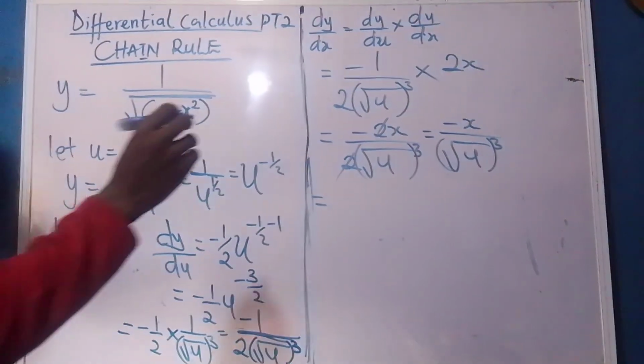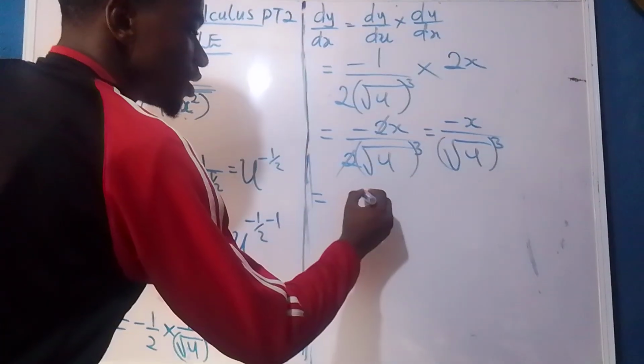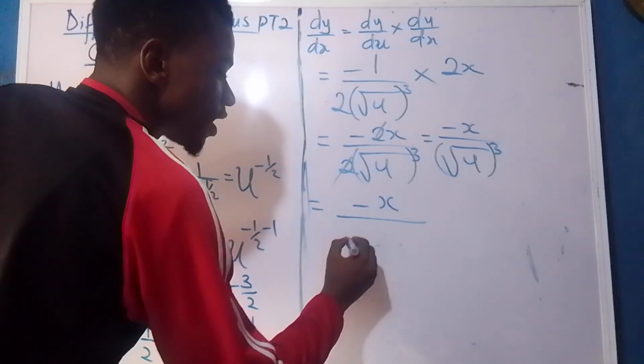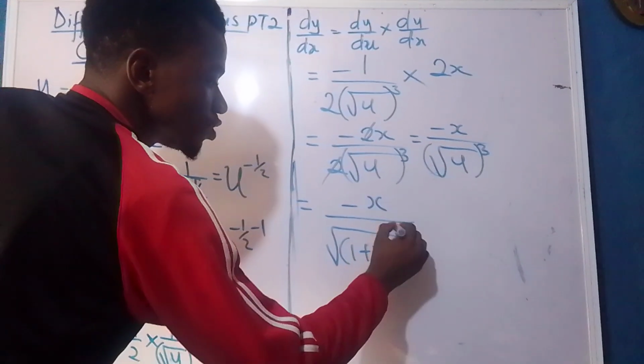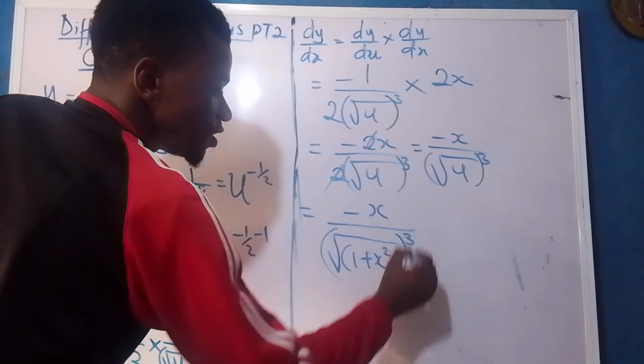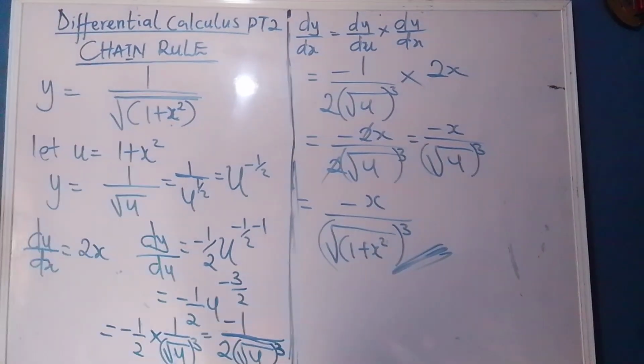So if we input the original value of u, which is 1 plus x to the power of 2, that will be minus x over square root of 1 plus x to the power of 2, then all raised to the power of 3. So this here is our final answer for this particular problem.